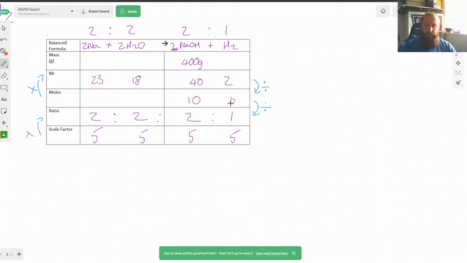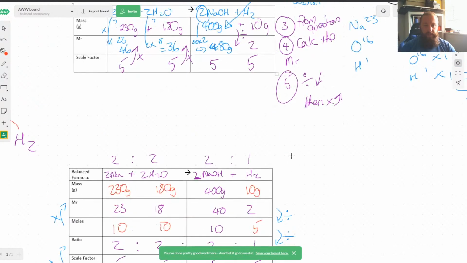1 times 5 is 5. 2 times 5 is 10 times 10. Multiply that together, gives me 230, which is exactly what I got last time. 10 times 18 is 180, which is exactly what I got last time. 2 times 5 is 10, which is exactly the same as I got when I did this up here.